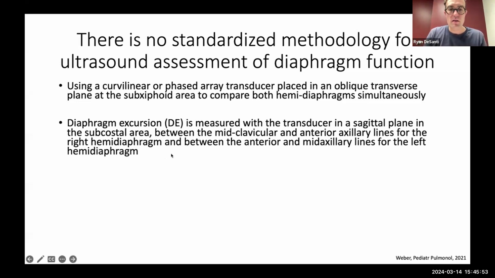The location of the measurement is done in different places by different authors. In the subcostal region, typically somewhere between the midclavicular and anterior axillary lines. Some authors will describe it as being in the midclavicular and anterior axillary lines on the right, a little bit more posterior on the left, anterior and mid-axillary lines on the left. But again, this is variable study to study.